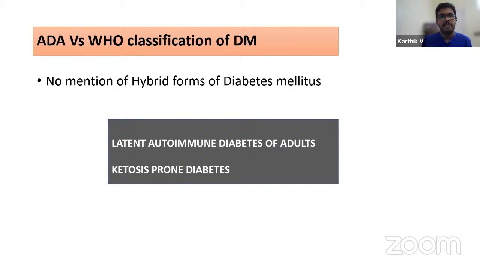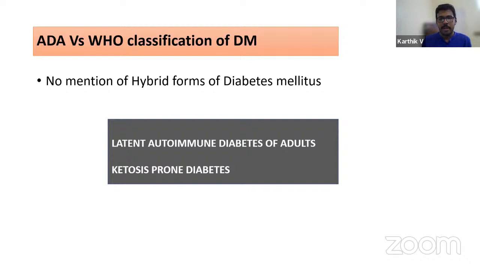And second, regarding ketosis-prone diabetes, you must be aware of the A-beta classification of ketosis-prone diabetes. It is well known that type 2 diabetes patients are more likely to present as ketosis-prone diabetes, or those patients who fall under KPD mostly have a phenotype conforming to that of type 2. So ketosis-prone diabetes is considered a subvariant of type 2 diabetes in the ADA classification. This is how ADA largely differs from WHO with regards to the classification.